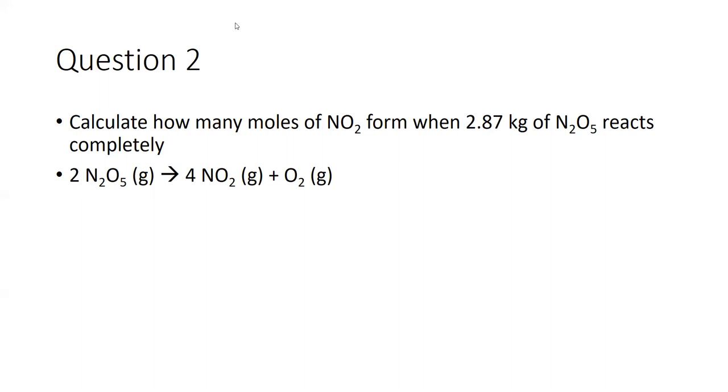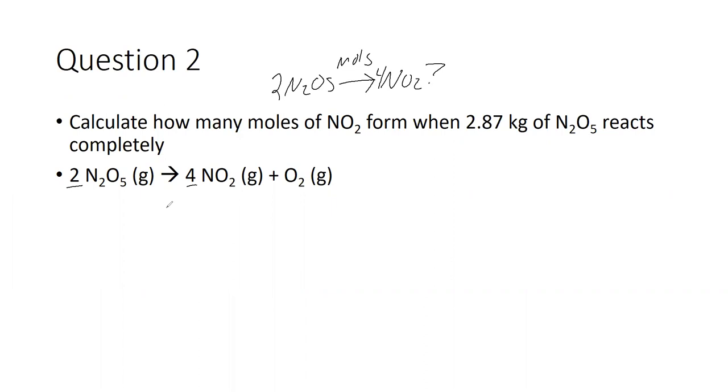All right, so let's take a look at this. So we start in this problem, let's just write down the big thing, right? I start with N2O5. So I say I have 2.87 kilograms of N2O5. I want to know how many moles of NO2 do I make, right? Remember, the way to convert between one molecule and another is moles, and your conversion factors are these coefficients. So for every 2 moles of N2O5, I make 4 moles of NO2.